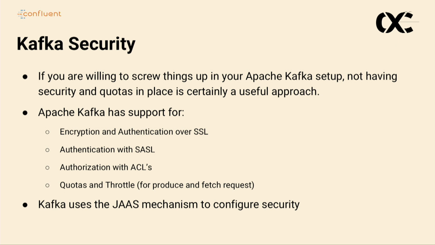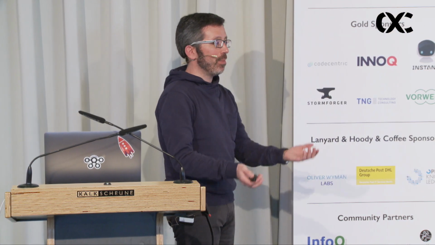Kafka uses the JAAS mechanism to configure security. So if you are a Java developer, you know what to do there. Very, very useful for multi-tenant deployments, okay? As we are all here building microservices and multi-tenant installations of Kafka, I encourage you to use quotas and throttling. Because at the end, you need to provide enough food for all your customers.